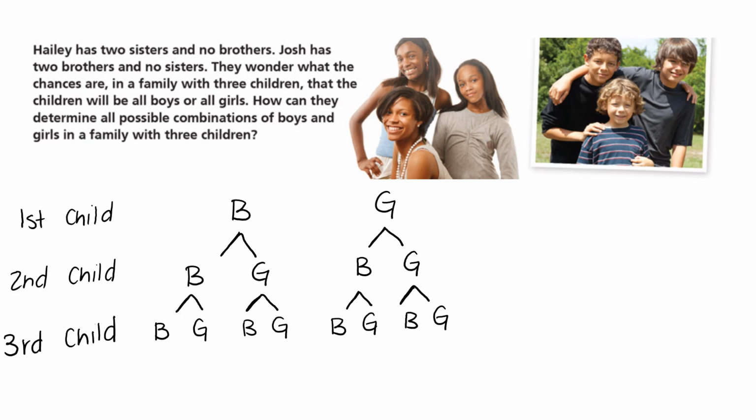So since this is our final tree diagram, we've labeled all 3 children. Our total number of outcomes is our values across the bottom. There are 8 values across the bottom, so there are 8 possible outcomes.